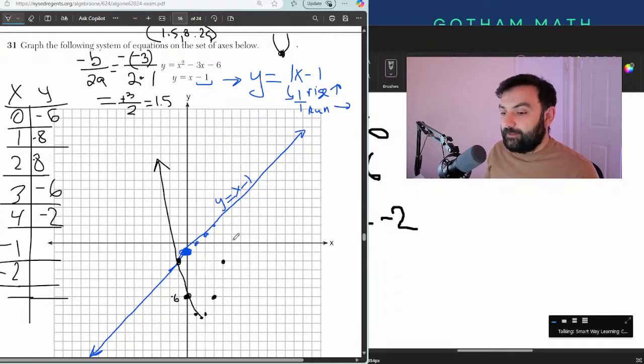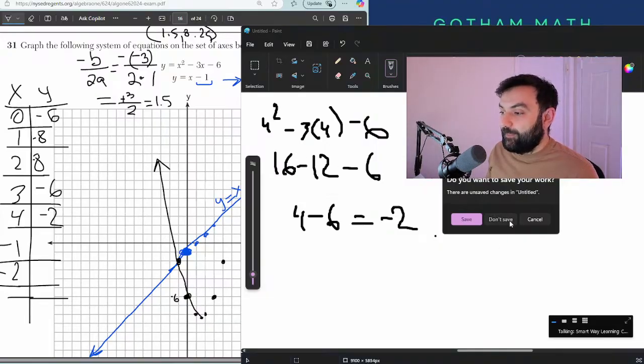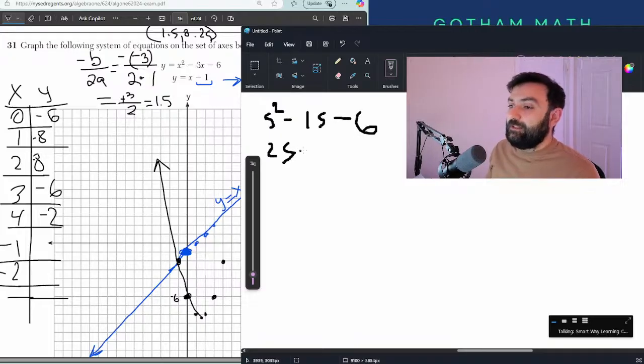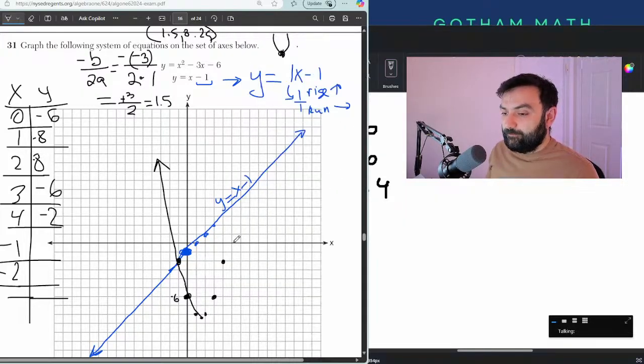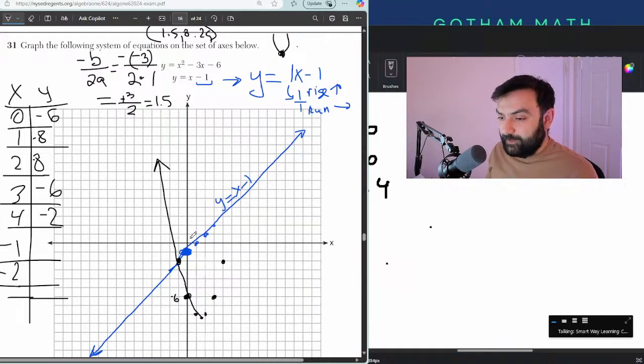So the second intersection point is probably going to be at 5, maybe at 6. So let's do a 5. So 5 will be 5 squared minus 15 minus 6. So 25 minus 15 minus 6, 10 minus 6, which is 4. All right, so it's going to be 5, 4. And there is the second one.